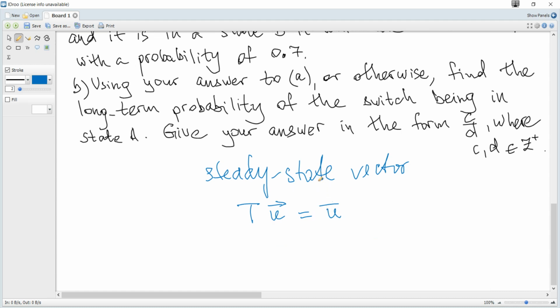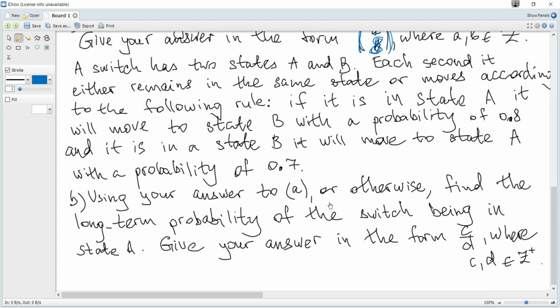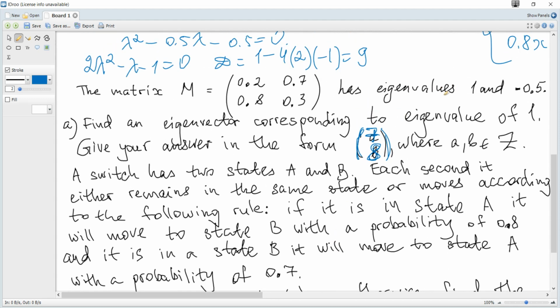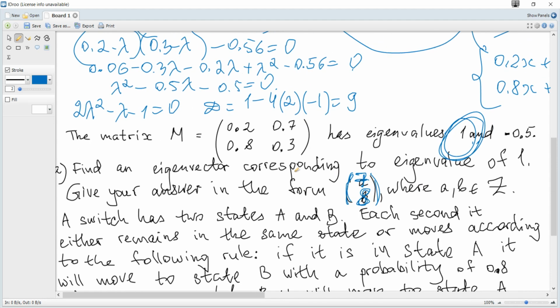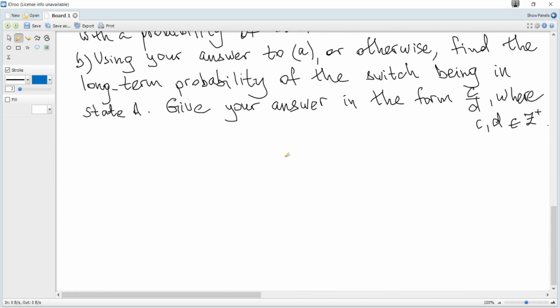And notice that when you consider such a transition matrix and find eigenvalues and eigenvectors, one of the eigenvalues will always be 1. And for this quadratic, you may apply the sum and product rule, but you know that one of the roots must be 1. So you can see that this vector is 7, 8. And we also can make this vector scaled to 1.